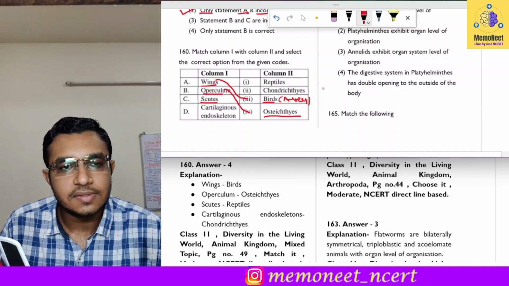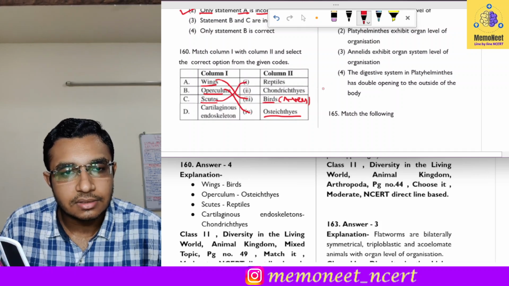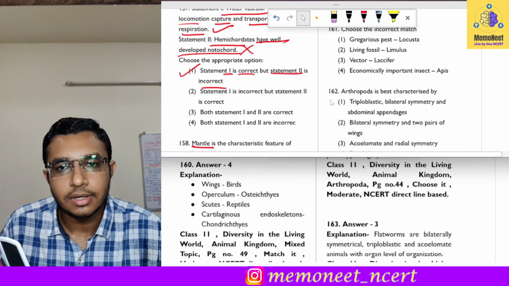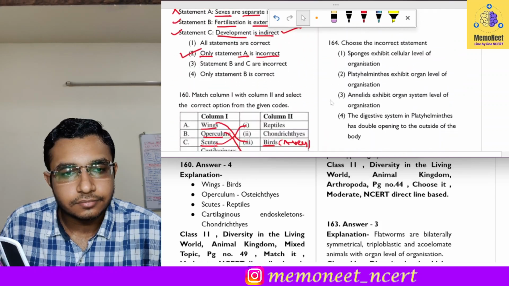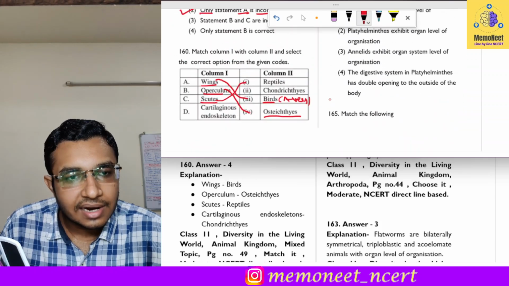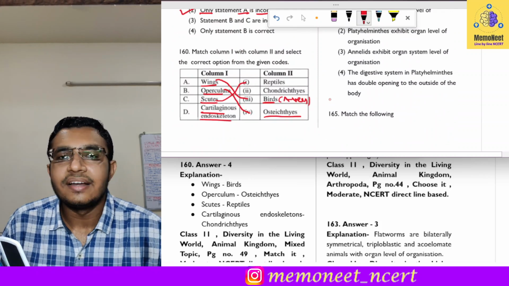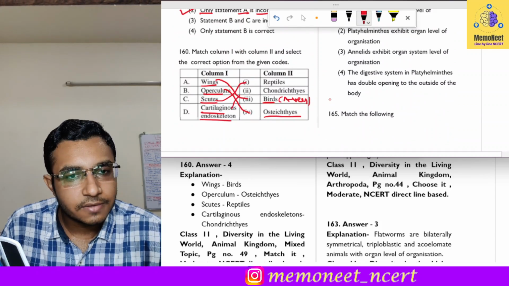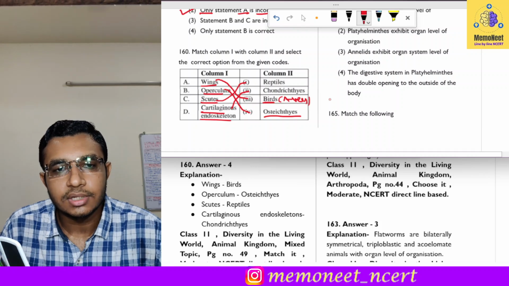Then C is the scutes. Now scutes are found in the reptiles, so C goes with 1. And D is cartilaginous endoskeleton. Cartilaginous endoskeleton is the characteristic feature of the Chondrichthyes, or the cartilaginous fishes.